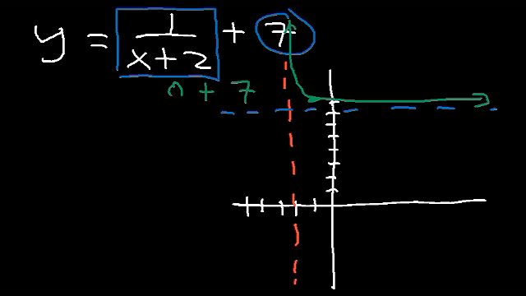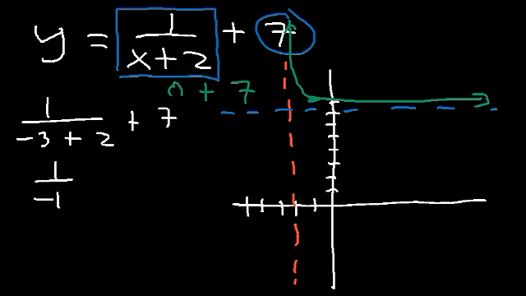Now, let's plug in a number to the left of the vertical asymptote. So let's replace x with negative 3. Negative 3 plus 2, that's negative 1. Negative 1 plus 7 is negative 6. So negative 3 and negative 6 is the point that we have. And that's below the horizontal asymptote, so the graph has to be in this region. So that's how you can graph a rational function.